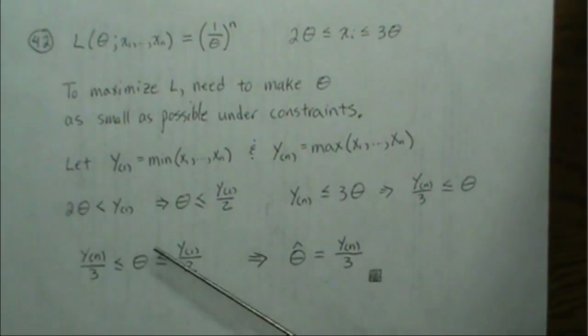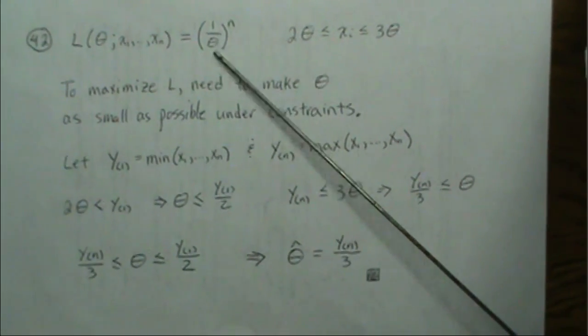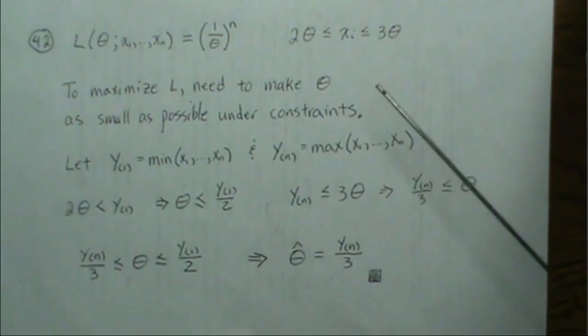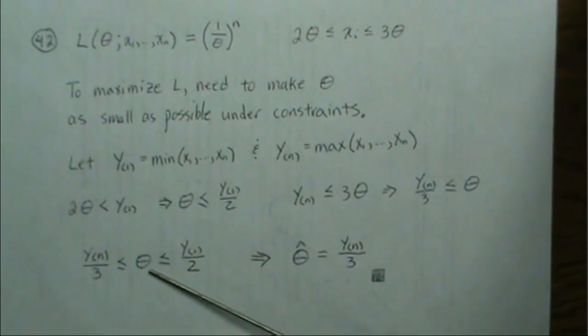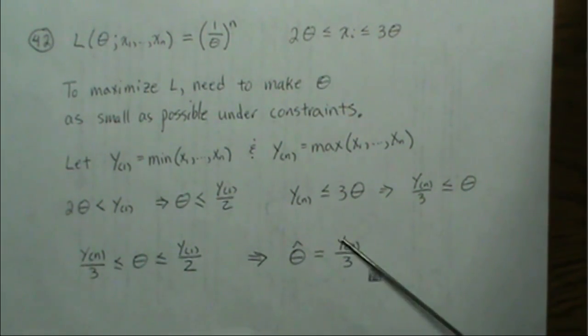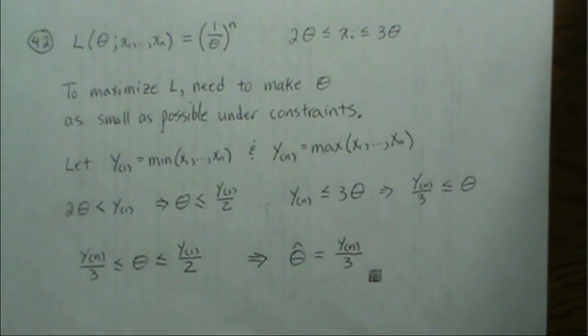Well, to maximize our likelihood function here, we want as small as possible theta. So to make this as small as possible and still be within our constraints, we set theta equal to this minimum value, which is the maximum of our data divided by 3. And so that's the answer.